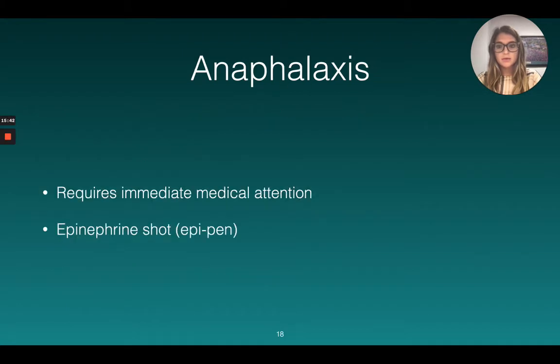So anaphylaxis requires immediate medical attention, and individuals who have been diagnosed or who have severe food allergies sometimes will carry an EpiPen, and you may be familiar with this term. Again, we saw in that video just a tiny little pen that has a dose of epinephrine in it that can be administered immediately. Again, because within 30 minutes someone can start to go into anaphylactic shock. So it's extremely important that if someone does have a severe food allergy, that an epinephrine has been prescribed to them.